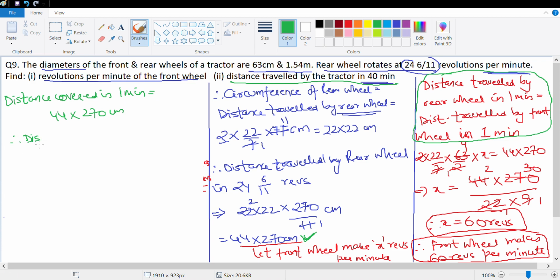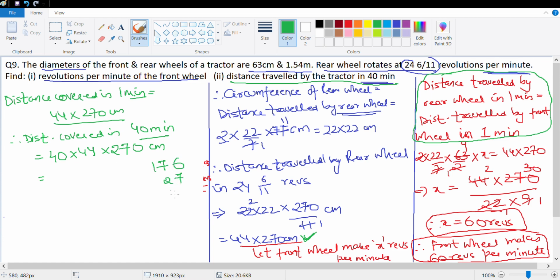Therefore, distance covered in 40 minutes would be equal to 40 multiplied with 44 multiplied with 270 centimeter. 1 minute, this much centimeter, 40 minutes, just multiply. So we will have to do this calculation. 44 into 4, that's 160 and 16, 176. So I have to multiply 176 with 27. And there will be 2 zeros at the end.